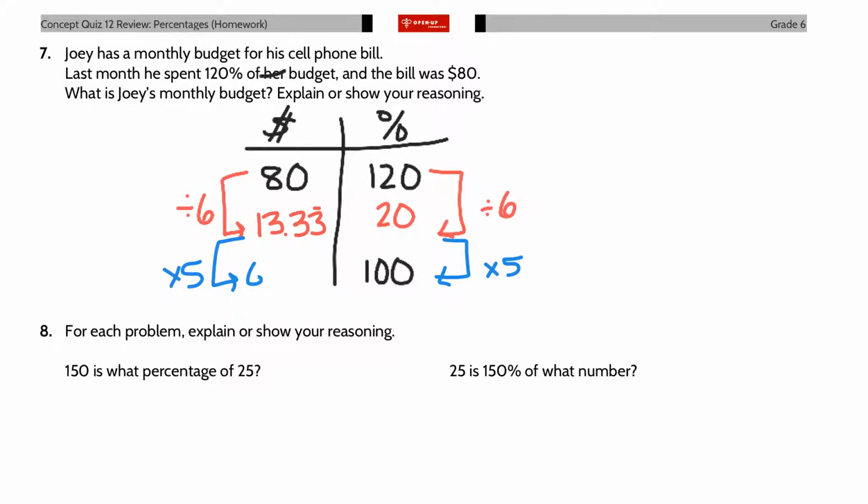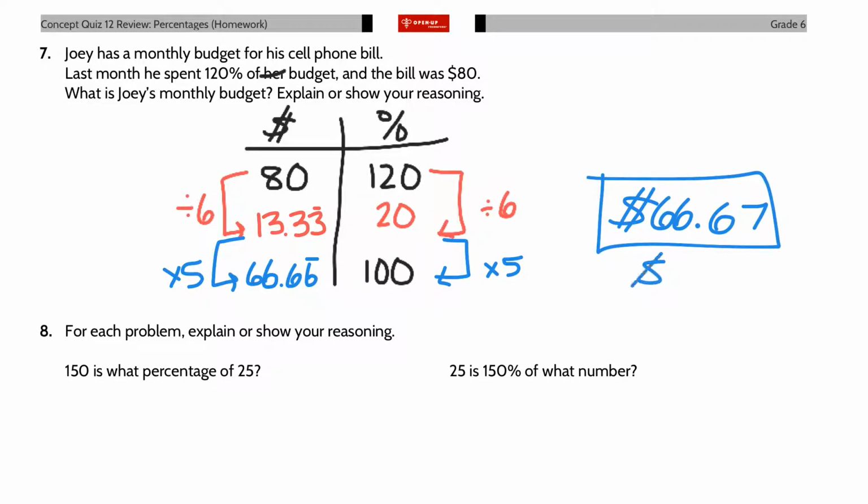little messy. It's $66.66 with that repeating, and sometimes that's going to happen on these types of questions, but our solution here is going to be $66. And if I round that to 67 cents, that would work. You could write $66.66. I'd accept that as well. But yeah. Let's look at number 8.